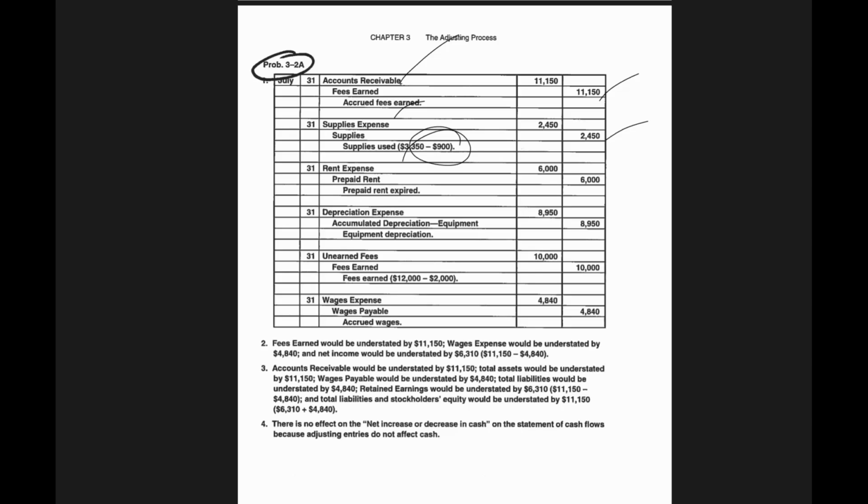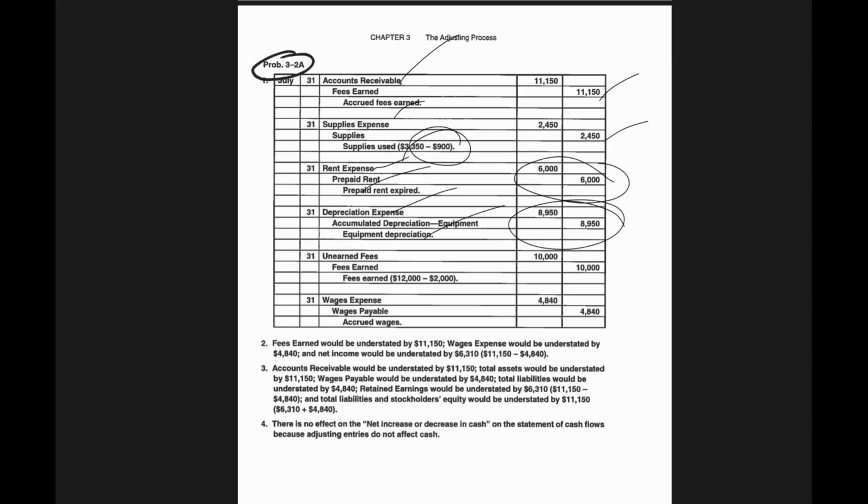Rent expired. So they told us the amount is $6,000. We debit rent expense and we take it out of prepaid rent. Depreciation, same entry every time. Debit depreciation expense, credit accumulated for the $89.50.